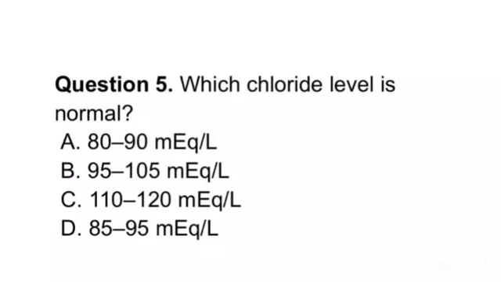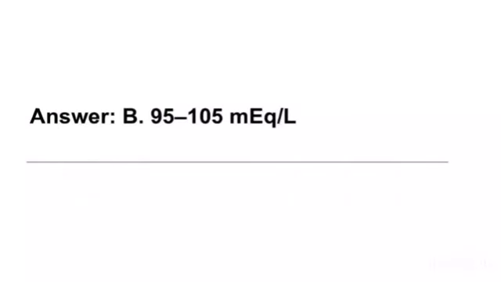Question 5. Which chloride level is normal? A. 80 to 90 milliequivalents per liter, B. 95 to 105 milliequivalents per liter, C. 110 to 120 milliequivalents per liter, or D. 85 to 95 milliequivalents per liter. The answer is B. 95 to 105 milliequivalents per liter.